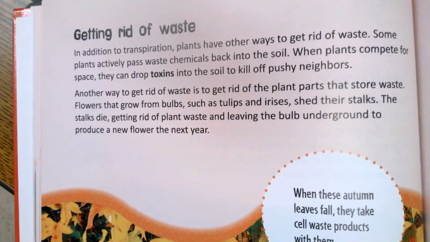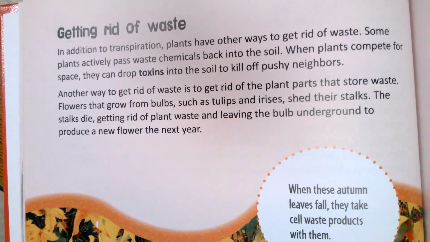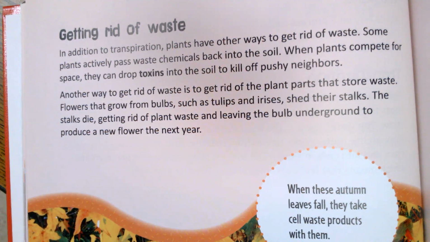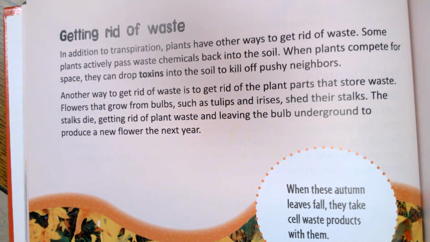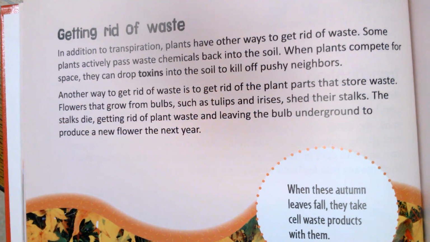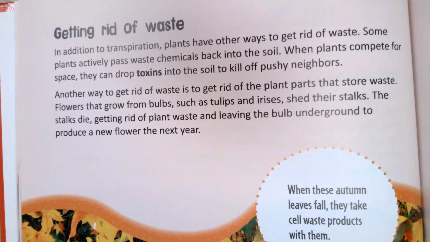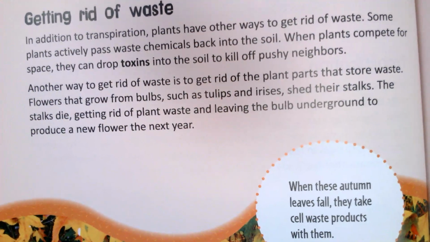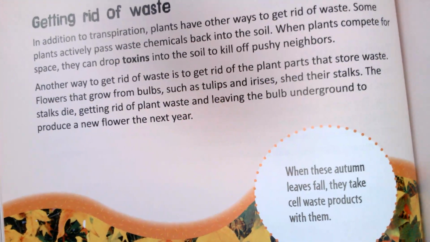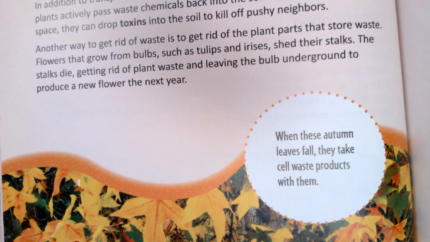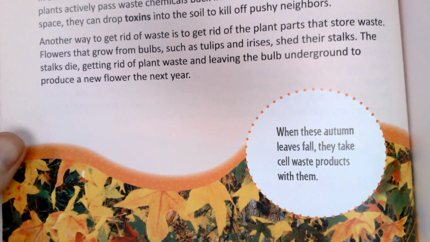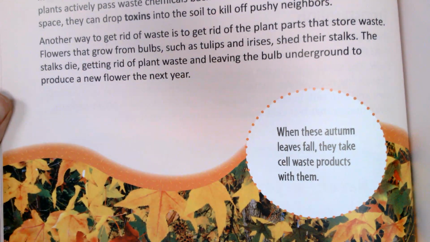Getting rid of waste. In addition to transpiration, plants have other ways to get rid of waste. Some plants actively pass waste chemicals back into the soil. When plants compete for space, they can drop toxins into the soil to kill off pushy neighbors. Another way to get rid of waste is to get rid of the plant parts that store waste. Flowers that grow from bulbs, such as tulips and irises, shed their stalks. The stalks die, getting rid of plant waste and leaving the bulb underground to produce a new flower the next year.